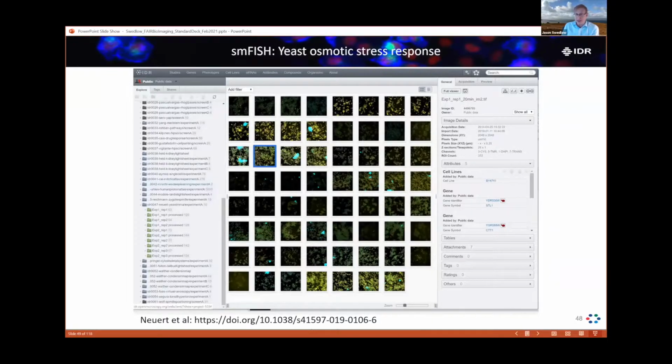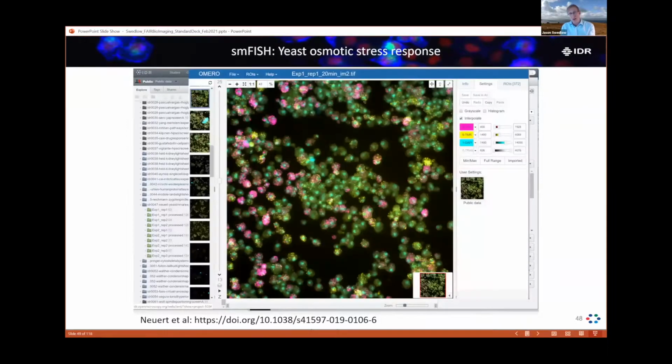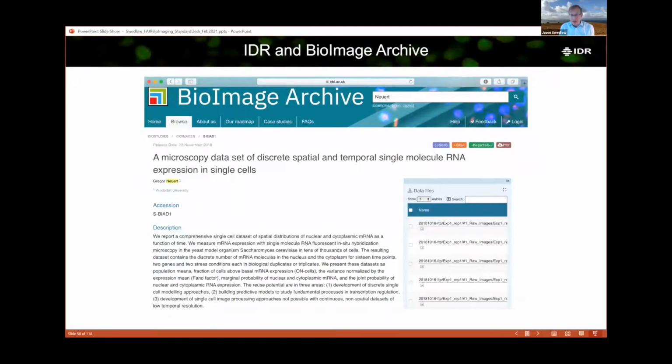Other examples, this is osmotic response. This is a single cell profiling experiment. This is RNA FISH, and for every image, we have obviously the images. We actually have all of the ROIs that the authors used to analyze these data. I took the slide out, I apologize. That is an example of data that's going both in the IDR and the image archive, so the same data set in both places.